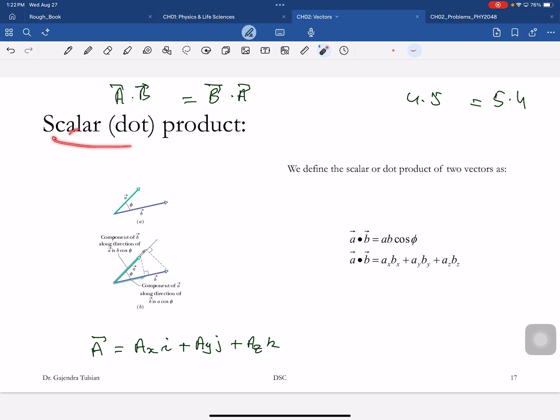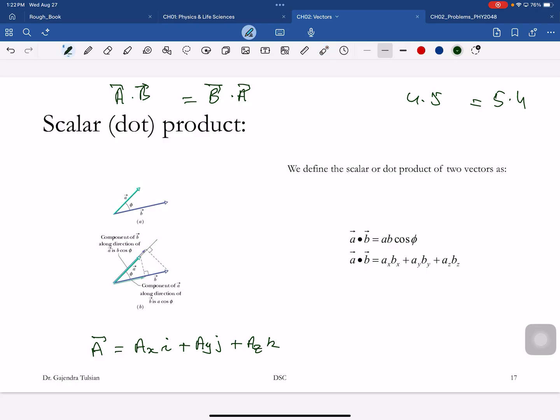Okay, so this is the scalar product, and this product is commutative. So here's a way of multiplying two vectors. You're taking two vectors, which are complicated objects, and the answer is a scalar. The product is a simpler object.